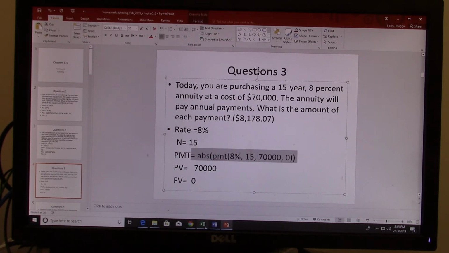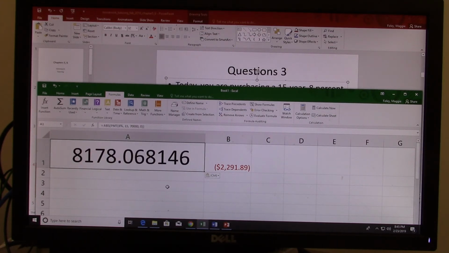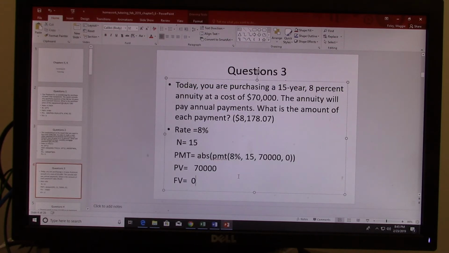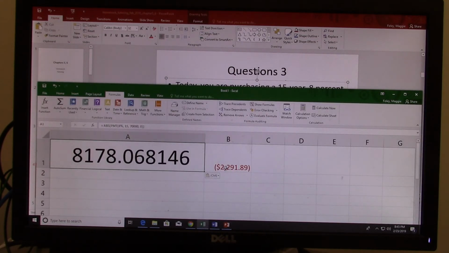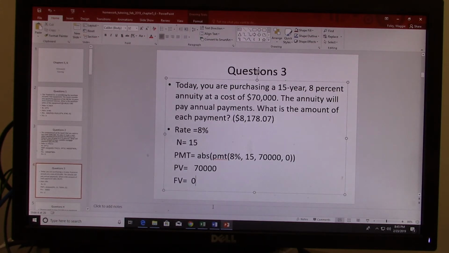So again, we can copy and go to Excel. So it is the same answer. Of course, you can also go to formulas, financial, and look for the PMT function. You can get it directly from Excel that way. So this is this question.